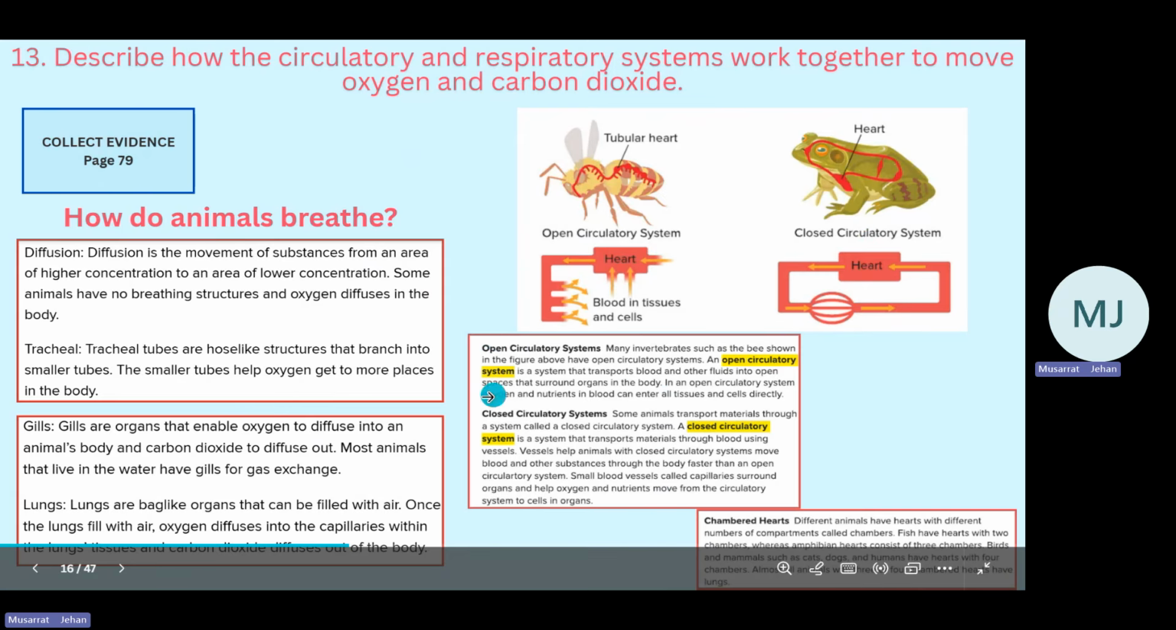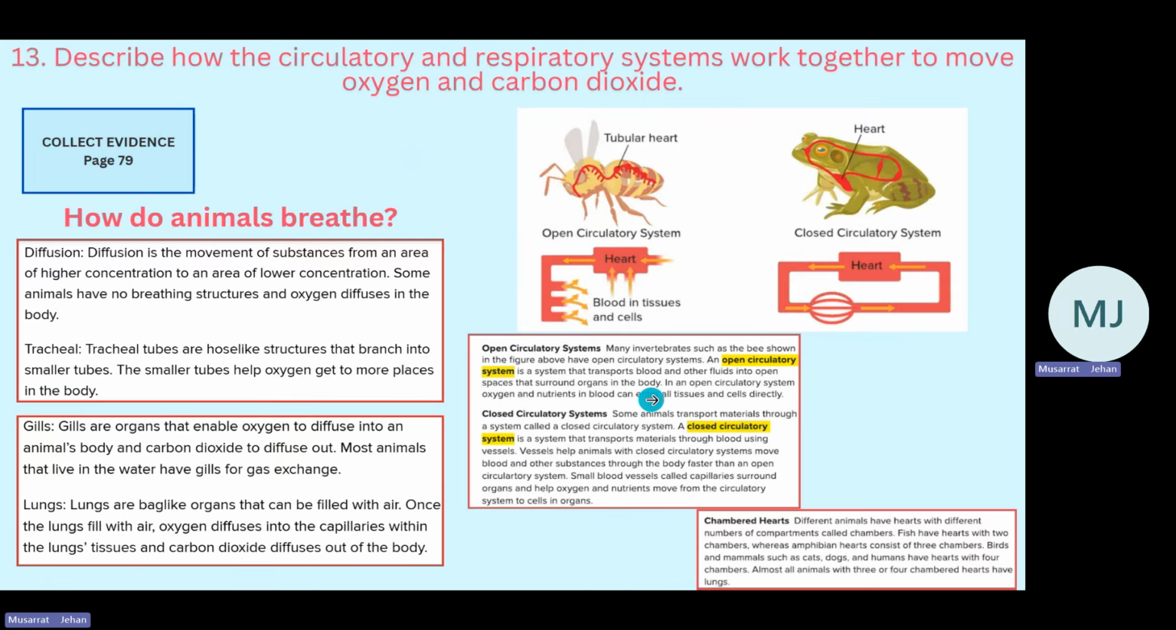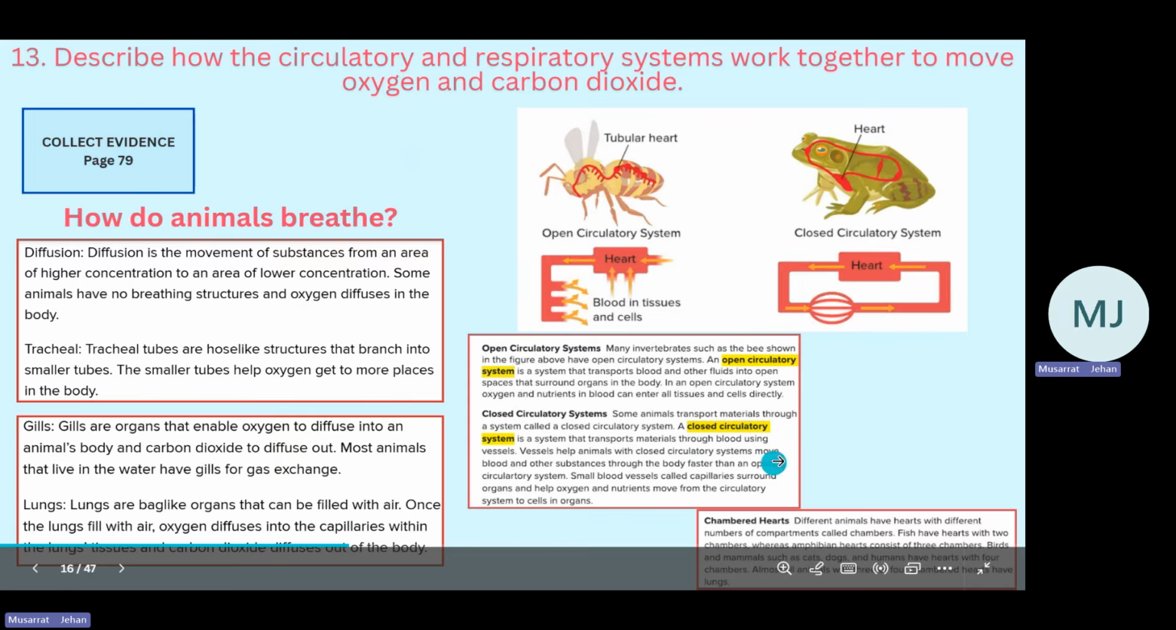Blood and other fluids go into open spaces that surround organs in the body. Oxygen and nutrients in blood can enter all tissues and cells directly. Closed vessels in animals with closed circulatory systems move blood and other substances through the body faster. It is a faster process. And small blood vessels called capillaries surround organs and help in exchange.